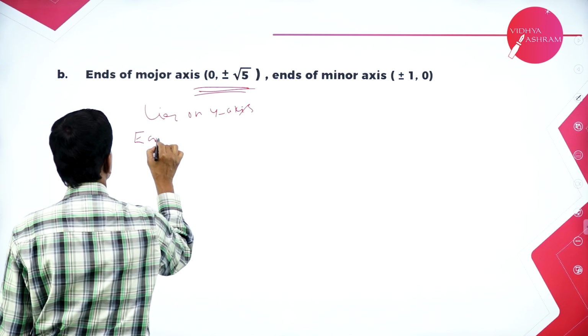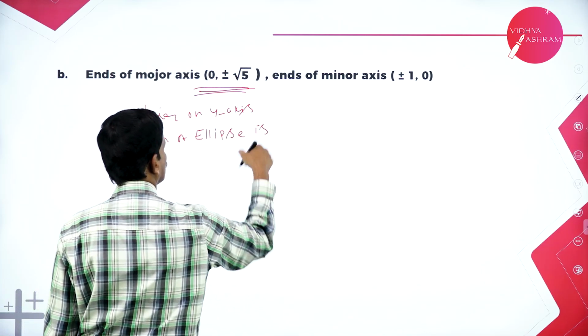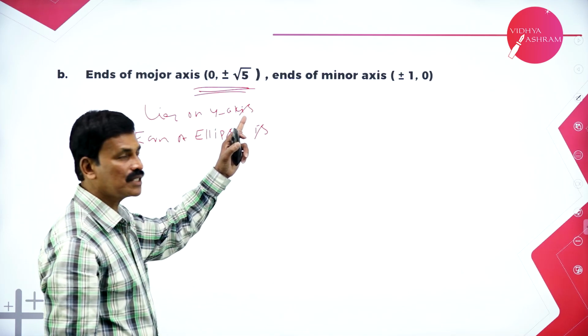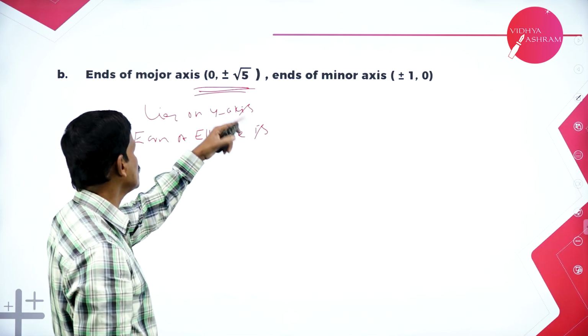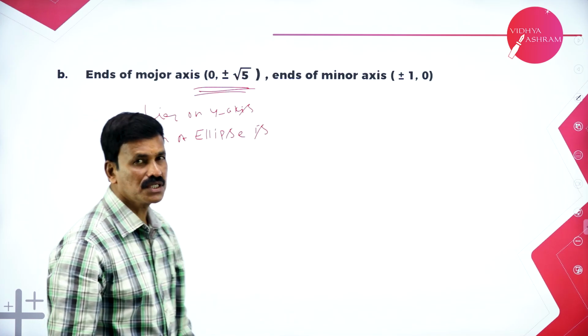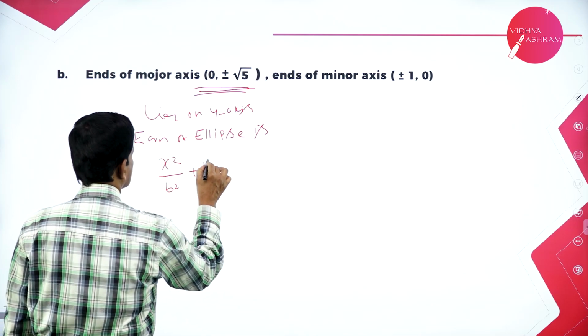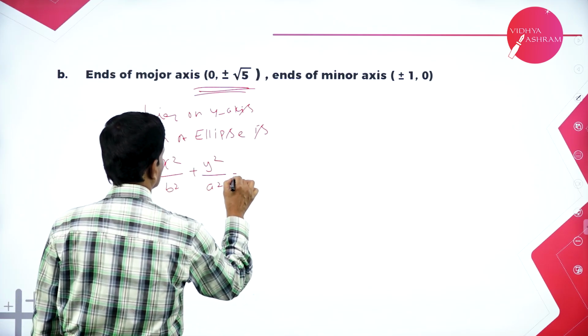Equation of ellipse is of the form, so here the ends lie on the y-axis. So therefore the equation of the ellipse is x square by b square plus y square by a square is equal to 1.